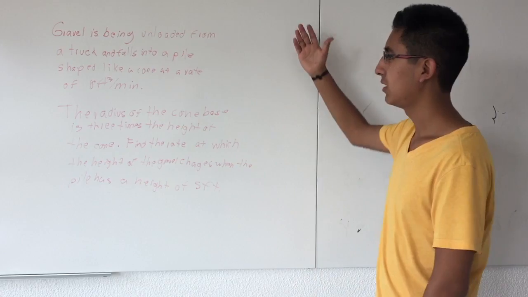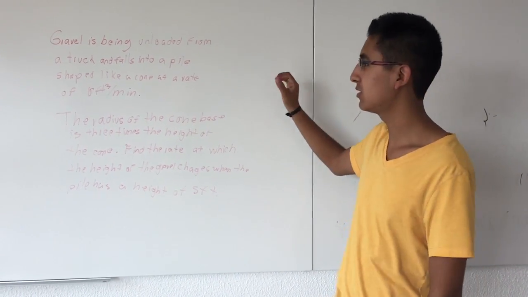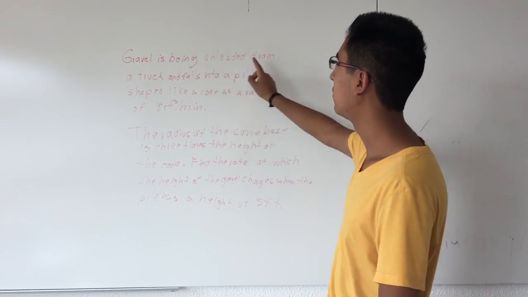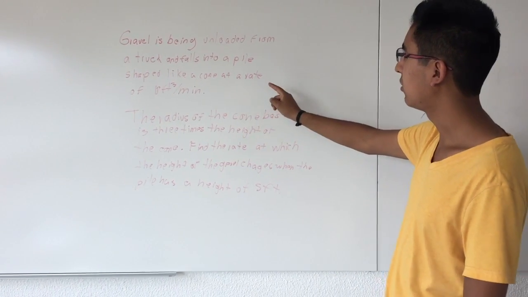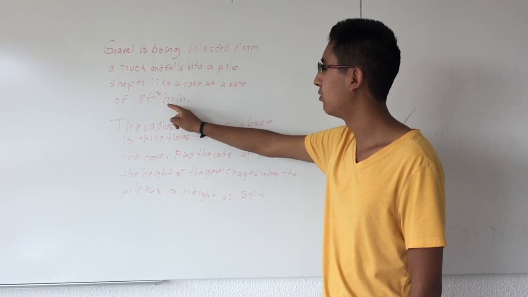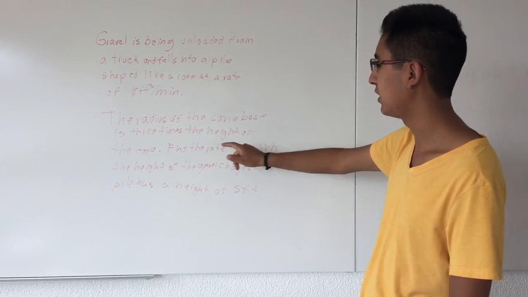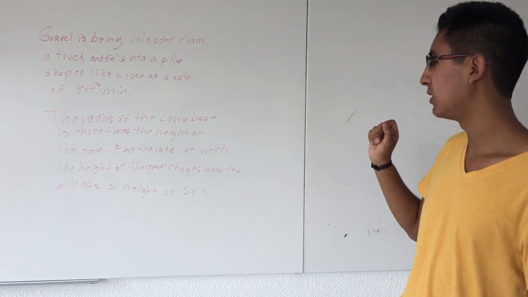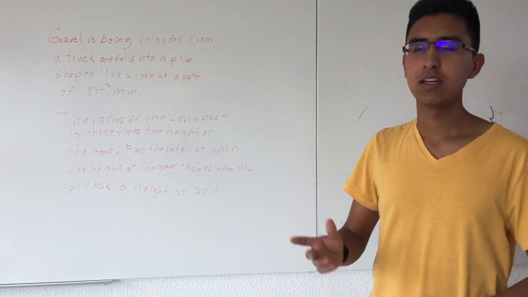Today we are going to solve this problem. The first step, obviously, is that we must read carefully each single word. The problem says, gravel is being unloaded from a truck and falls into a pile shaped like a cone at a rate of 10 feet cubed per minute. The radius of the cone base is 3 times the height of the cone. Find the rate at which the height of the gravel changes when the pile has a height of 5 feet.